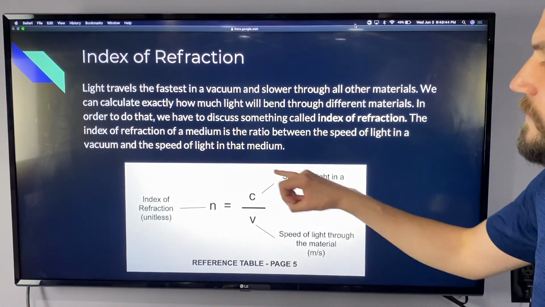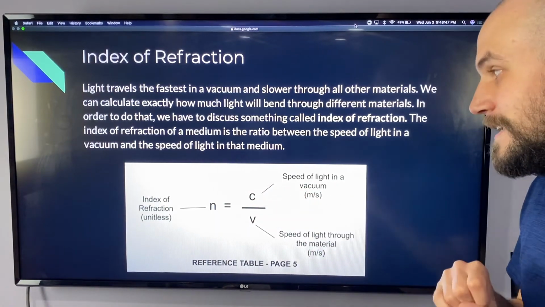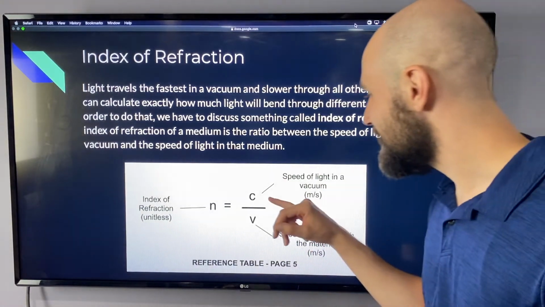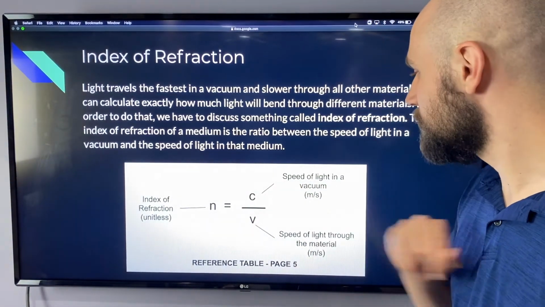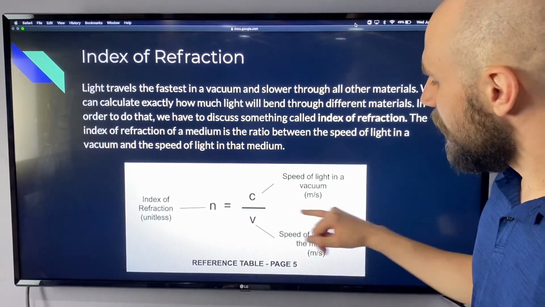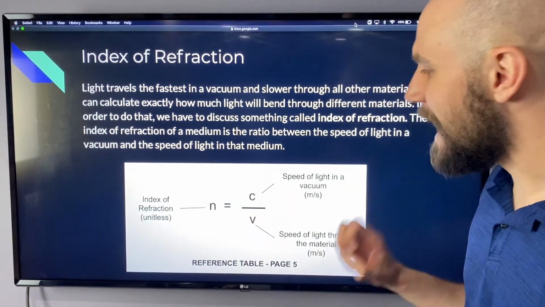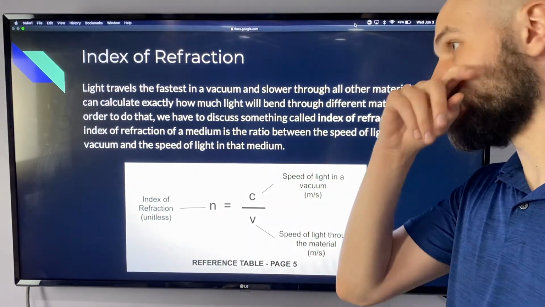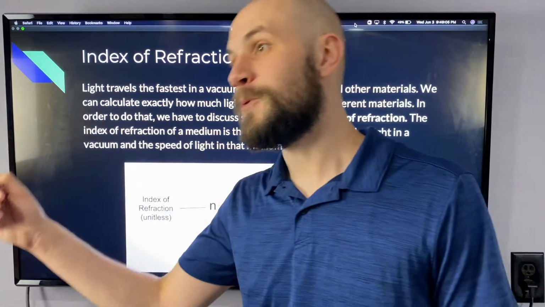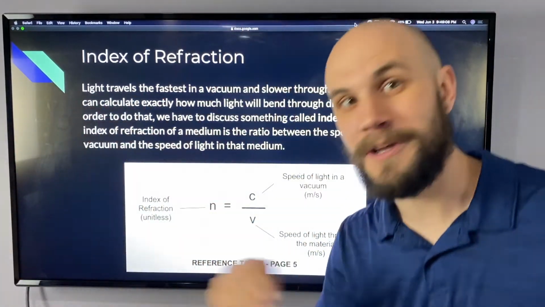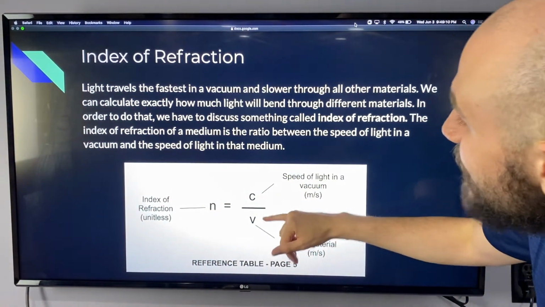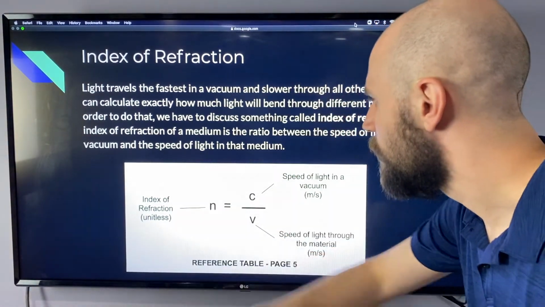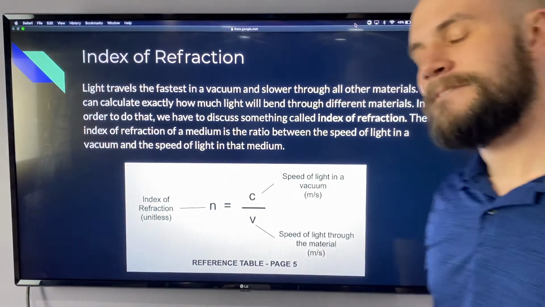We take the speed of light in a vacuum, which we denote as c. You can find that on your reference table, page 1. 3.0 times 10 to the 8th meters per second. That's always the speed of light in a vacuum. And we divide it by how fast the light actually moves through that material. We know that light slows down through certain materials, but let's say it slows down from 3.0 times 10 to the 8 to 2.0 times 10 to the 8. We can take that ratio, and then the index of refraction for that case that I just made up would be 1.5.